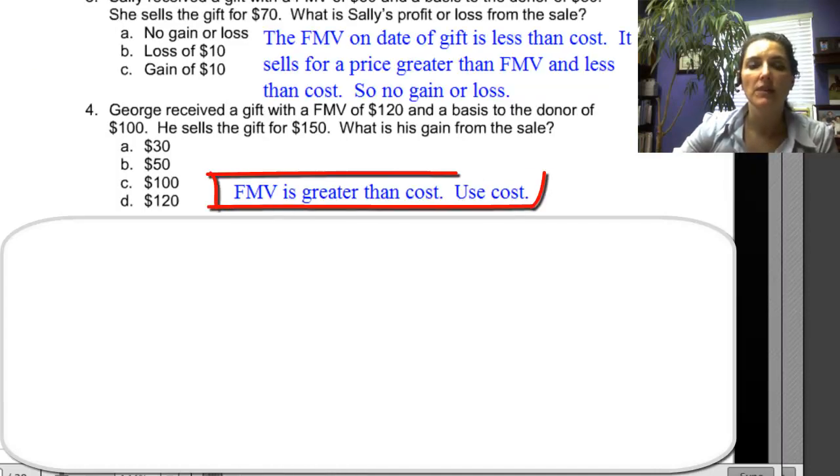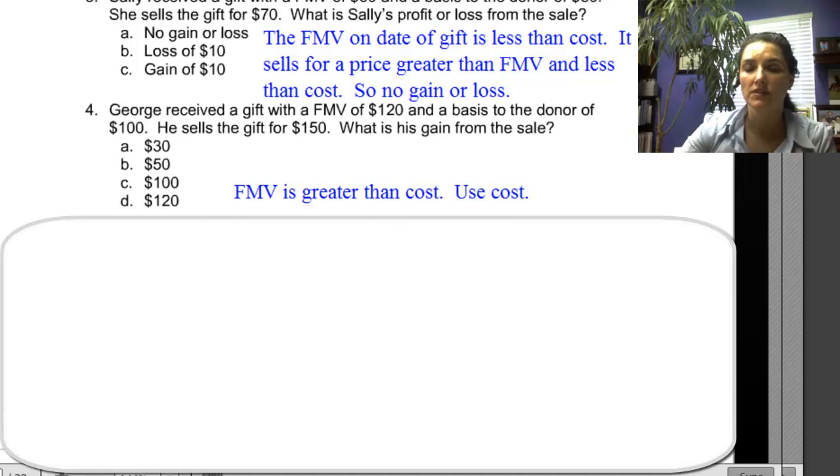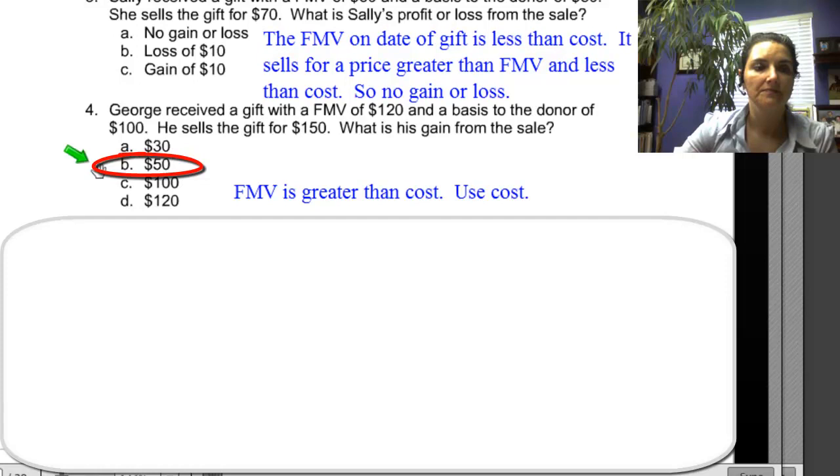Well, in this situation, again, we have a fair market value that is greater than the cost on the date of the gift, and therefore, whether it sells at a gain or a loss, we're still going to use the cost. In this case, he sold it at a gain. His cost is $100. He sells for $150, so B will be the correct answer.